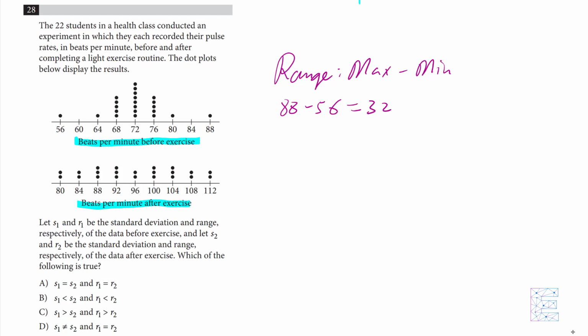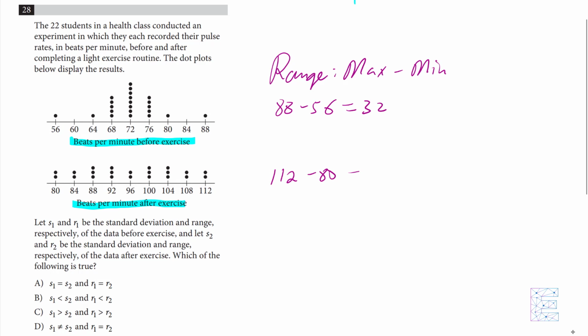Let's repeat that process for the data for the beats per minute after the exercise. That's going to be 112 subtract 80, and we find that that is also equal to 32. So when we glance at the answers, we'll notice that only two answers are showing range 1 and range 2 being equal. That's A and D, so we can eliminate B and C because the ranges are different.